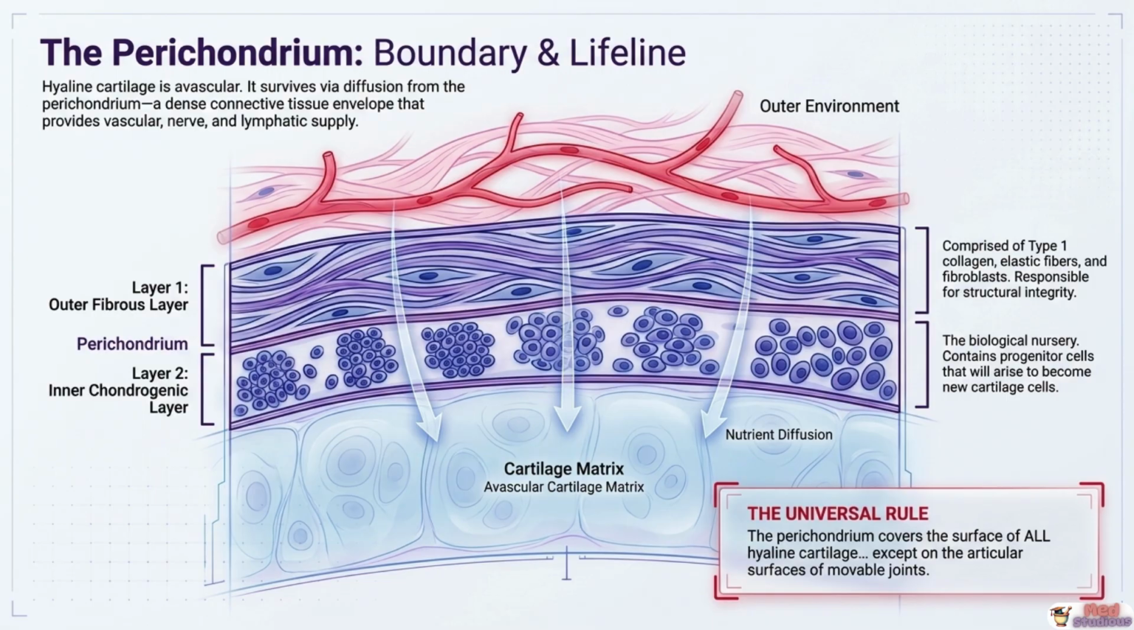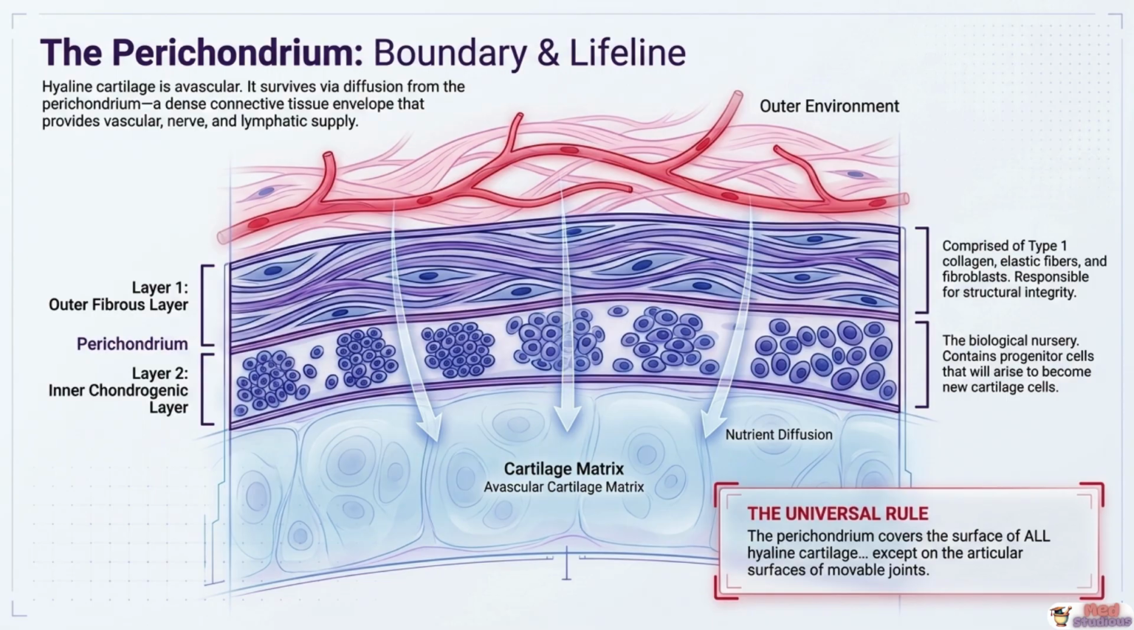How does it receive the oxygen, glucose, and growth factors it needs without any blood vessels penetrating its matrix? The answer is the perichondrium, a dense connective tissue sheath that wraps around the outer surface of hyaline cartilage and serves simultaneously as its structural boundary and its metabolic lifeline. The perichondrium is organized into two distinct layers with completely different functions.